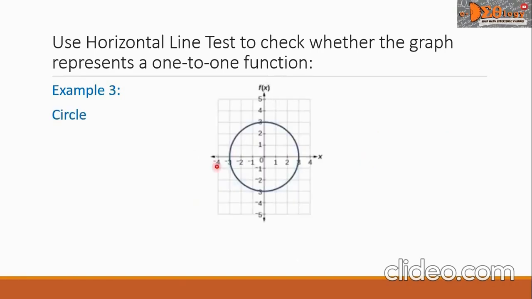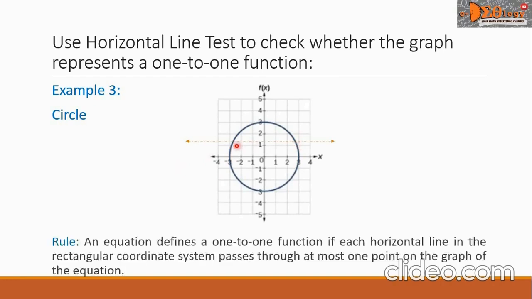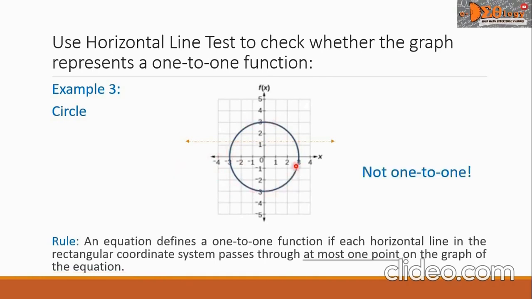Let us have example 3, a circle. Let us draw a horizontal line, and we can see that this horizontal line touches the circle in 2 points. And we know already the horizontal line test. So we can say that a circle does not represent a one-to-one function.